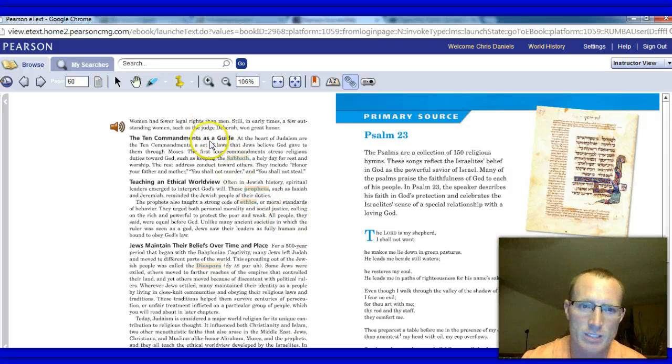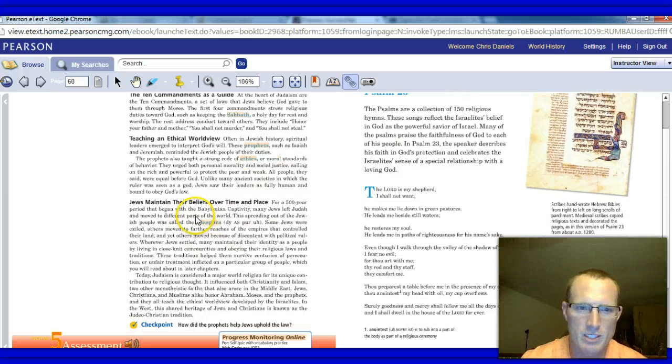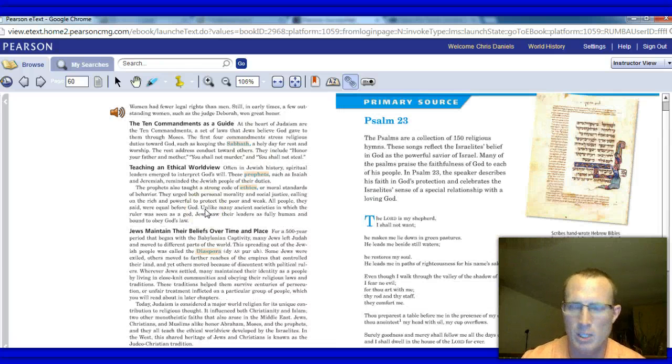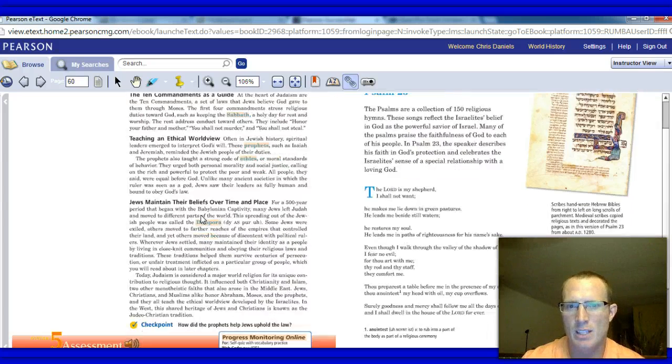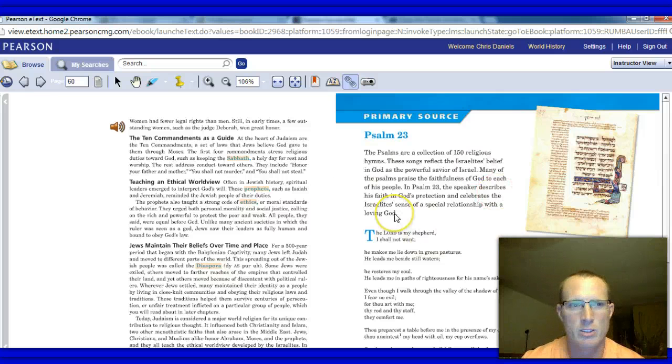We get ideas like the 10 Commandments. We have a Sabbath, or a rest day, teaching an ethical worldview. We have prophets, ethics. Jews maintain their beliefs over time. What this means is that they kind of hold their beliefs even though they become prisoners and slaves in other traditions. And then we have large amounts of writing that are accredited to the Jews, and a lot of good advice. This ends your reading assignment.